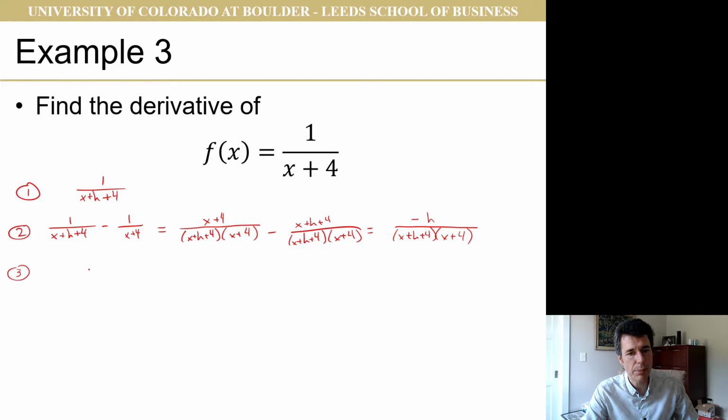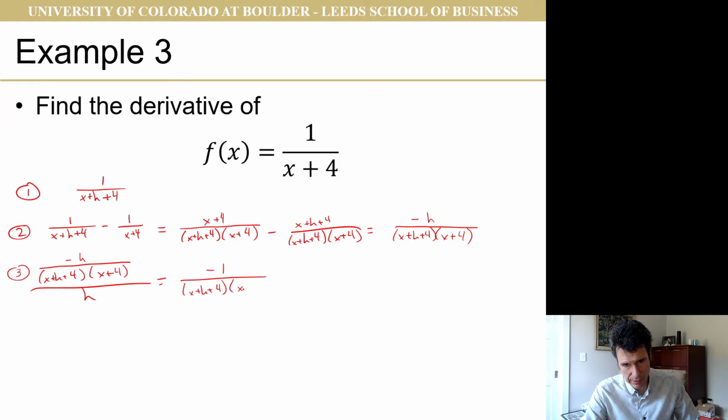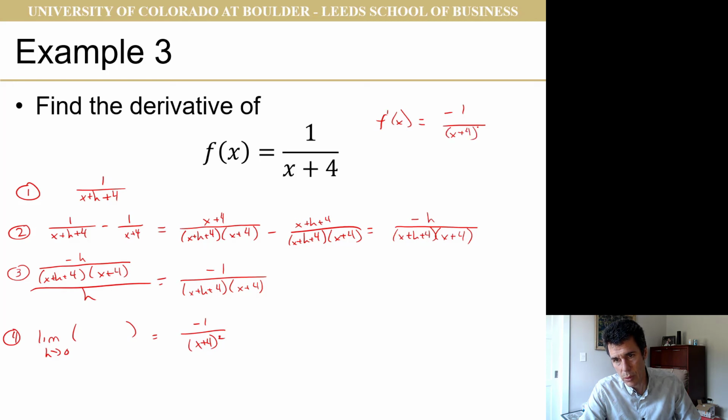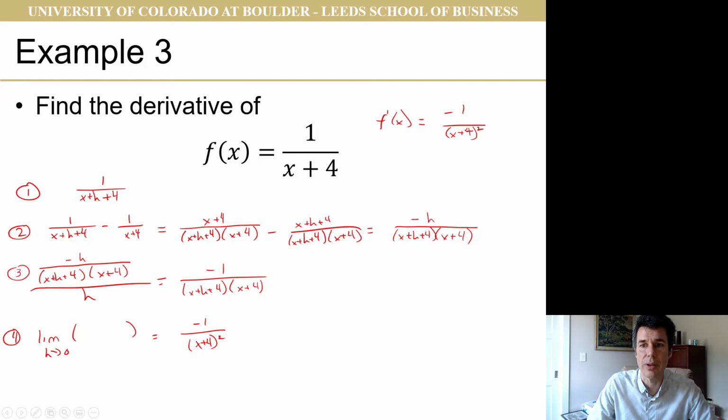Step 3, divide by h. Minus h all divided by (x plus h plus 4) times (x plus 4), all divided by h, is just minus 1 divided by (x plus h plus 4) times (x plus 4). Step 4, take the limit as h goes to 0 of our stuff, this term here from step 3. We can see there's only one h that appears, and when that goes to 0, we end up with an x plus 4. So we get minus 1 over (x plus 4) quantity squared. So f prime of x equals minus 1 over (x plus 4) quantity squared. And I promise we will get to the point where this is an easier derivative to take.